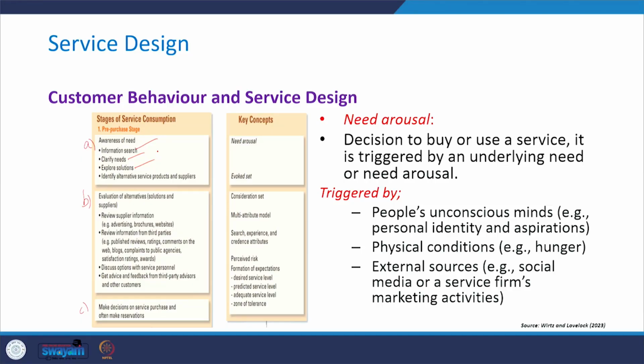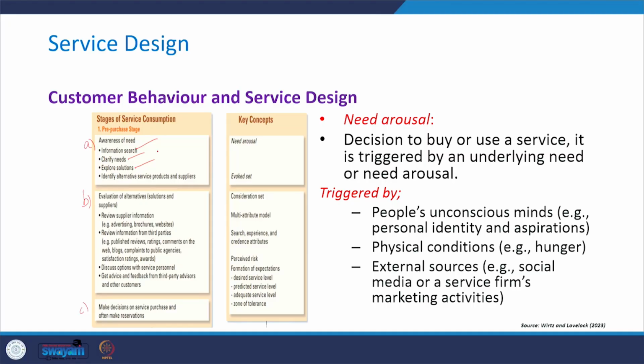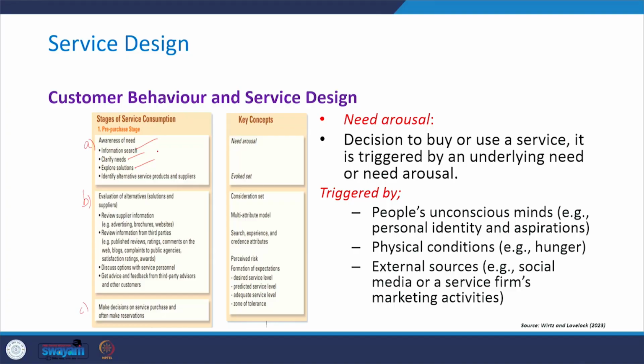The second trigger can be physical conditions. For example, someone's hunger drove him or her to Burger King. Or it can also be triggered through external sources, for example, social media nowadays or a service firm's marketing activities. Coming to information search, once a need has been recognized, customers are motivated to search for solutions to satisfy that particular need. Several alternatives may come to mind, and these form the evoked set.